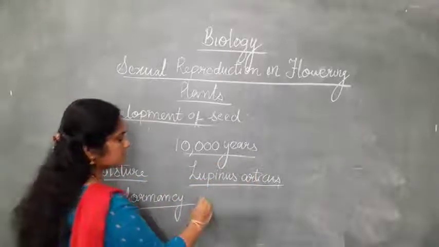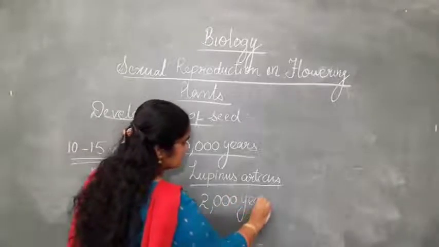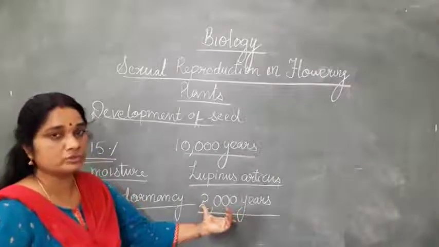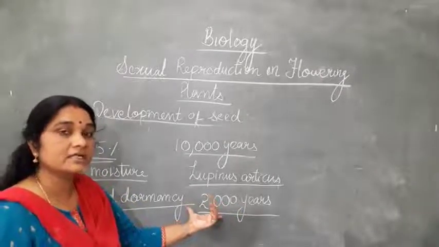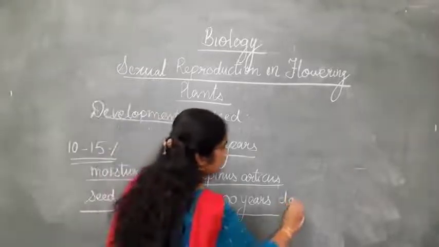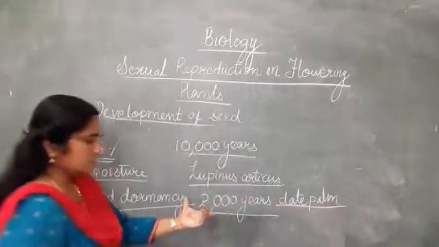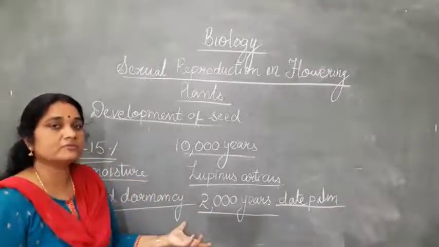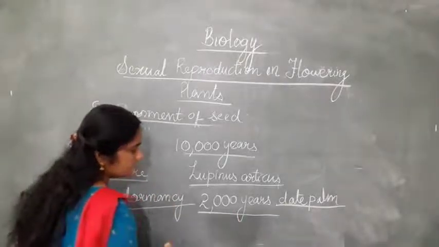Another example, from recent times, is a seed which is as old as 2000 years. It was also found during excavation in King Herod's place near the Dead Sea. It is a variety of date palm. That seed was found, and when it was sown, it showed that it was a viable seed and it germinated, and that is nothing but the example.